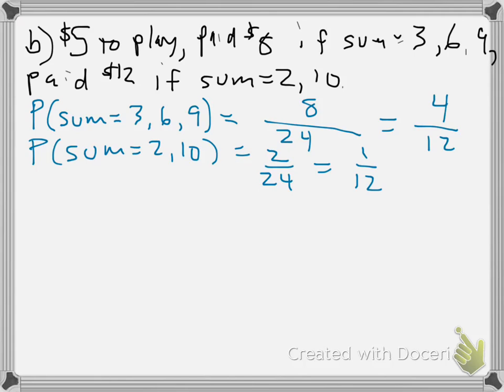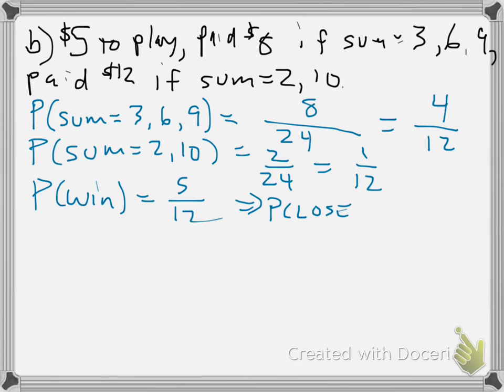So if I add these two together, the probability that I win, since I could win both ways, is 5/12, 4/12 plus 1/12. That implies that the probability that I lose, which is really what I'm after here, is 7 out of 12. Since there are 5 out of 12 ways to win, there are 7 out of 12 ways to lose.